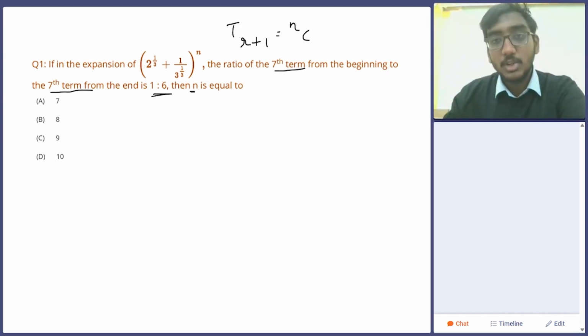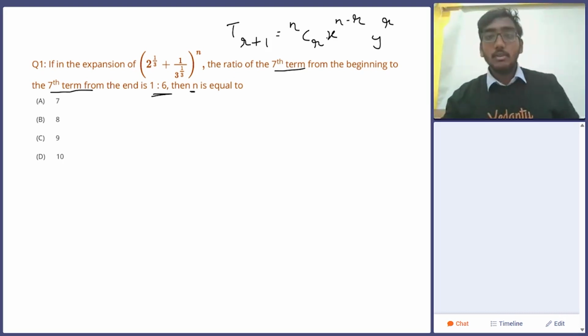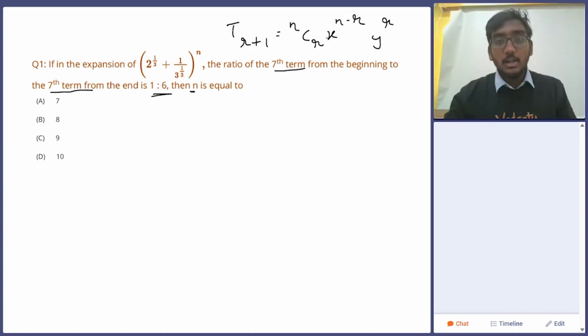T of r plus 1 is nCr x to the power n minus r, y to the power r. Right? This is the general term of the binomial expansion of (x plus y) the whole power n. So what will be the general term expression for the 7th term from the beginning and the 7th term from the last?